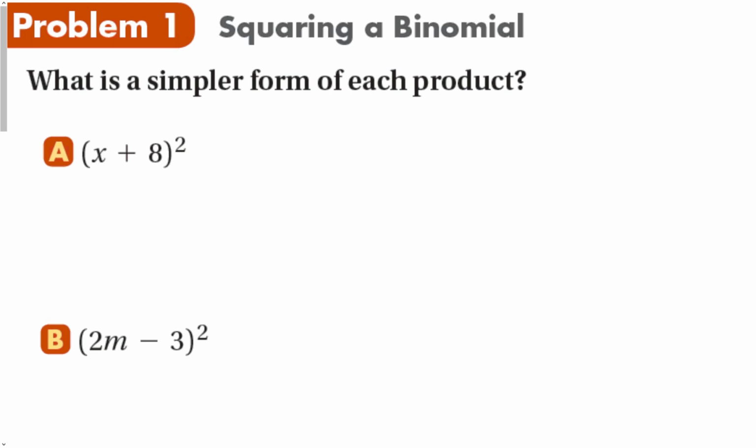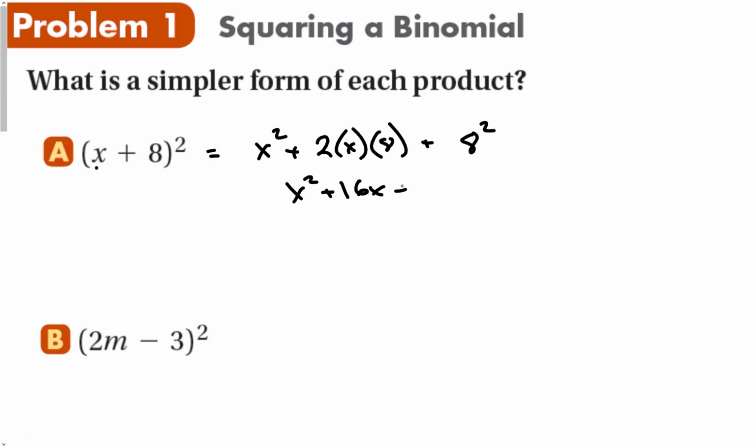Okay. Let's try a problem. What is the simplest form of each product? Let's take this nice and slow. We take the first term. We square it. Then we take 2 times the first term times the second term plus the second term, squared. Okay. Simplify this. x squared is just x squared. 2 times x times 8 is 16x, and then 64.